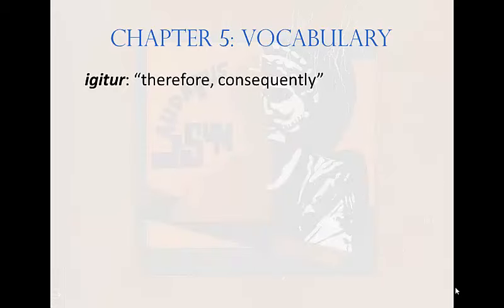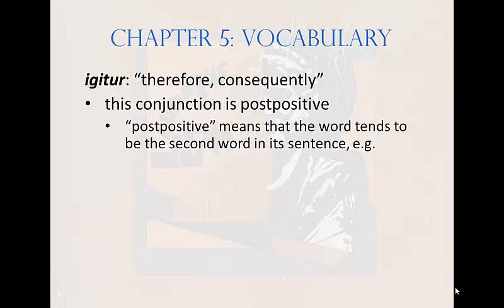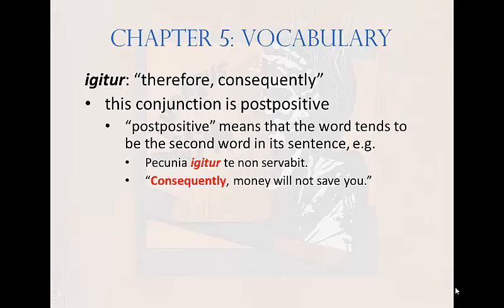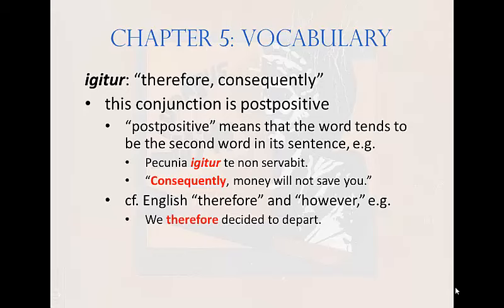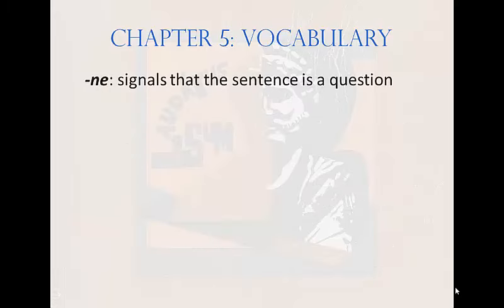The next word is igitur, meaning therefore or consequently. This is a conjunction, and it's post-positive. Post-positive means the word tends to be the second word in its sentence. For example, pecunia igitur te non servabit, meaning, consequently, money will not save you. In English, we use therefore and however much the same way. For example, we, therefore, decided to depart. You, however, chose to remain. Here's the catch. When you're translating into Latin, remember you should never start your sentence with igitur.